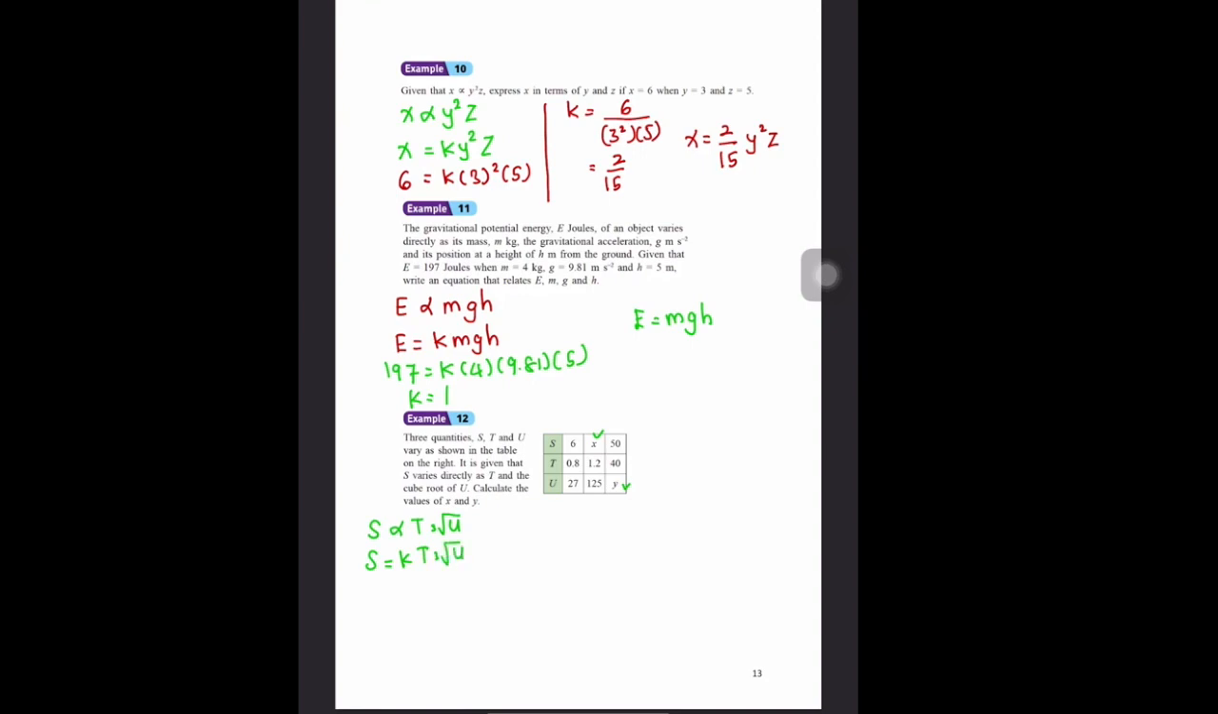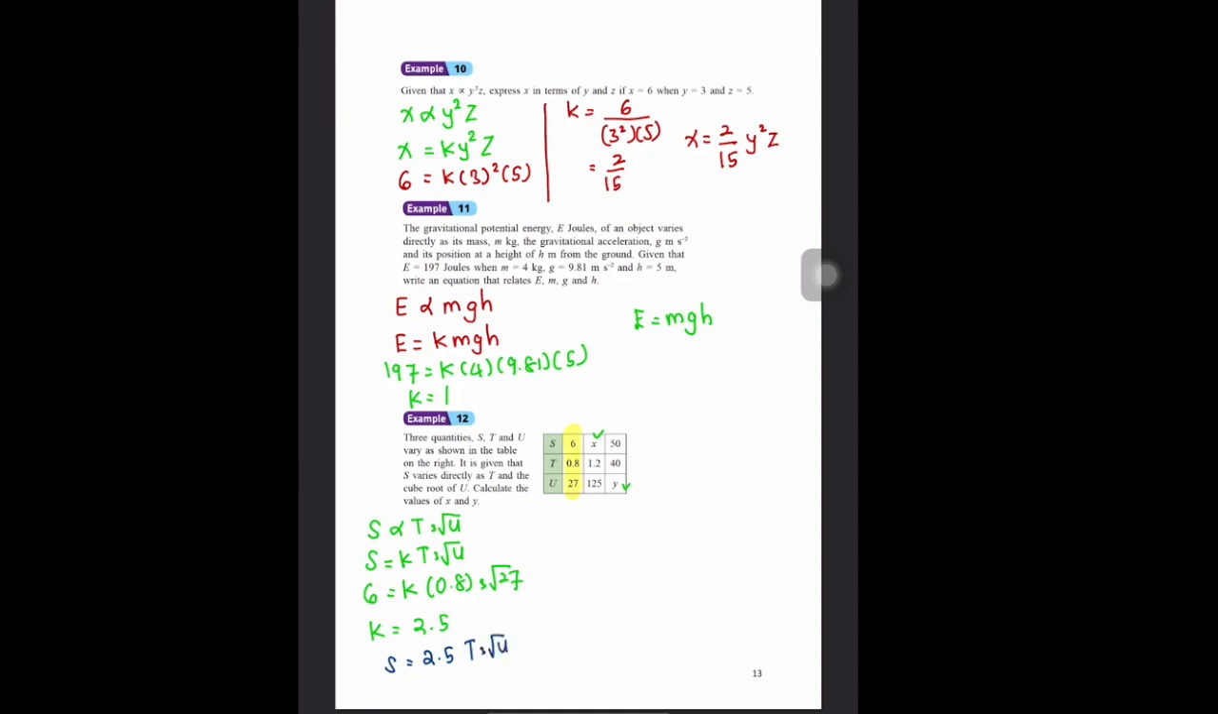Then you use the information from the first column in order to get the value of k. So S is 6 equals k, T is 0.8 and cube root of 27. So you calculate, you press your calculator. So k, you will get 2.5. Hence we know that S equals 2.5 T cube root of U.